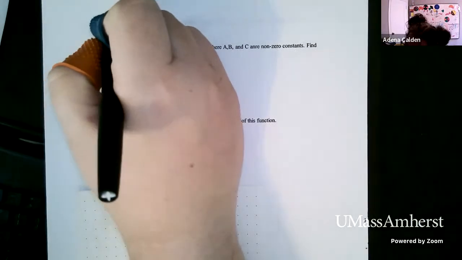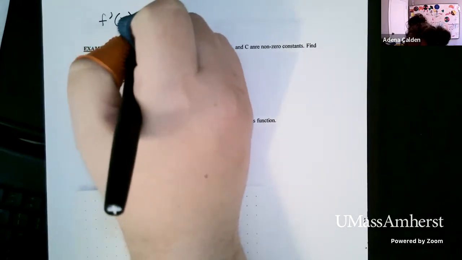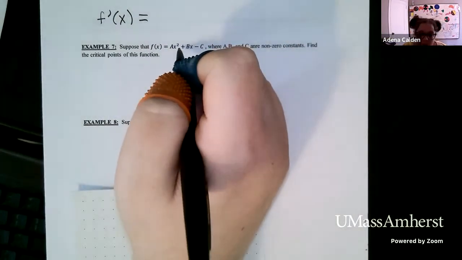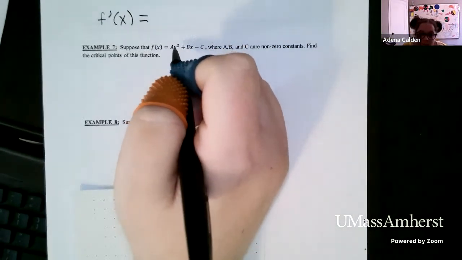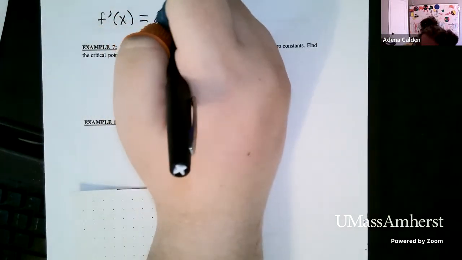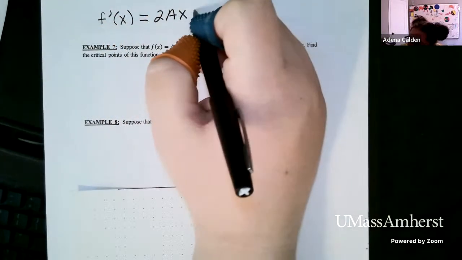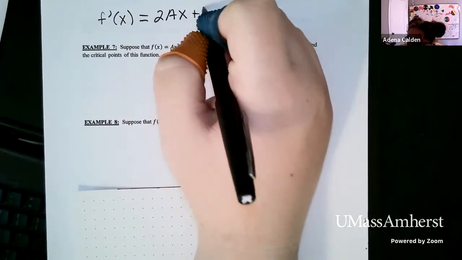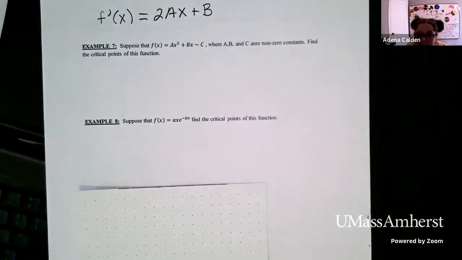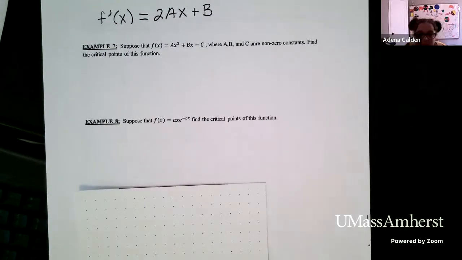So for the first one, when we take the first derivative, we have ax squared. So the a is a constant multiple. The 2 is going to come down, and we get 2ax plus, now the derivative of bx is b, and the derivative of minus c is 0 because the minus c is not attached to an x.